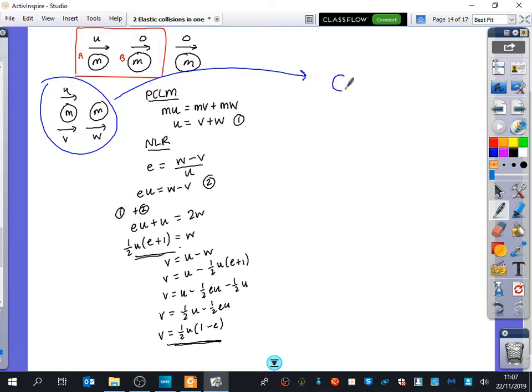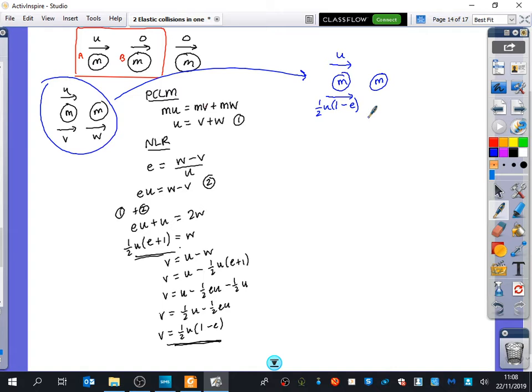We have got a mass and a mass. This one is going at U. V is going to the right. Well, we think it's going to the right: a half U (1 minus E). In fact, do we know if it's going to the right definitely?